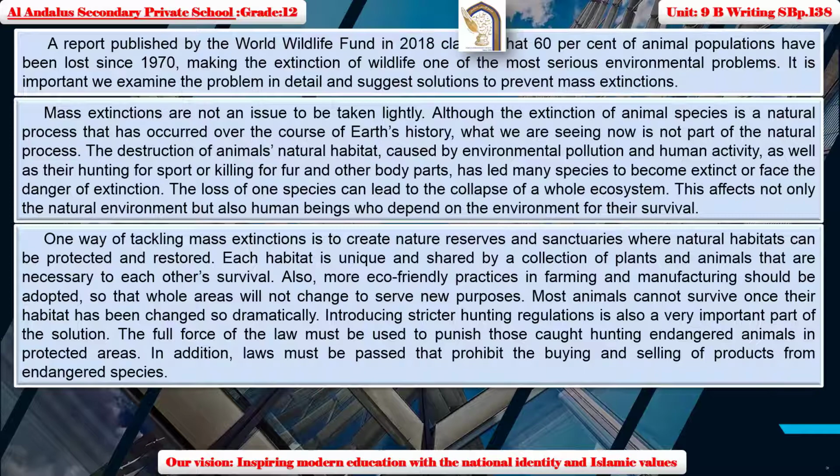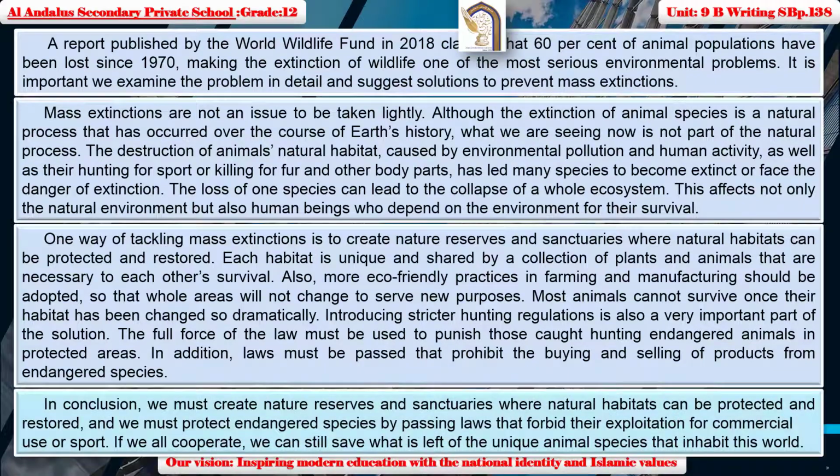Introducing stricter hunting regulations is also a very important part of the solution. The full force of the law must be used to punish those caught hunting endangered animals in protected areas. In addition, laws must be passed that prohibit the buying and selling of products from endangered species. Now, gentlemen, I think these have been good suggested solutions. Now, let's move to the conclusion in which we are going to summarize our topic.